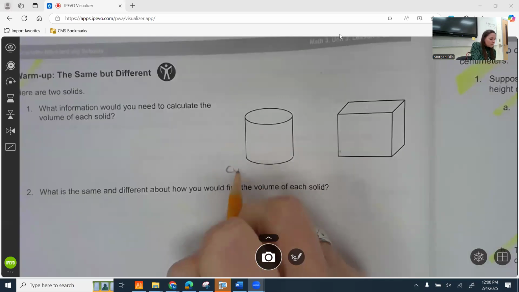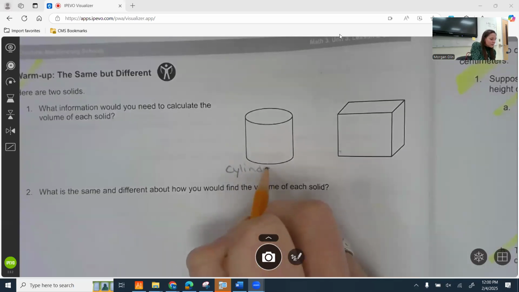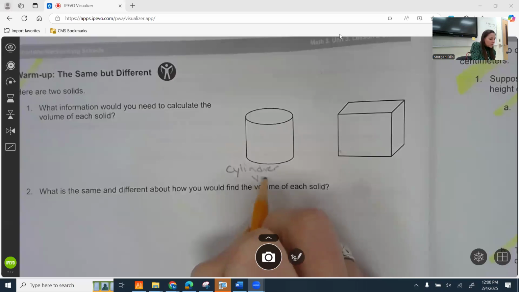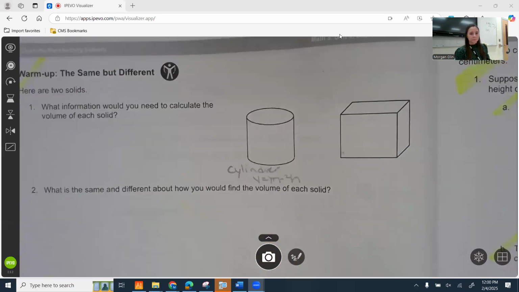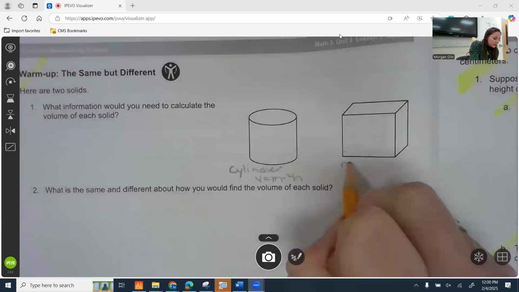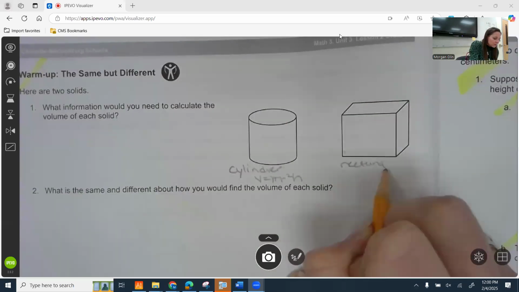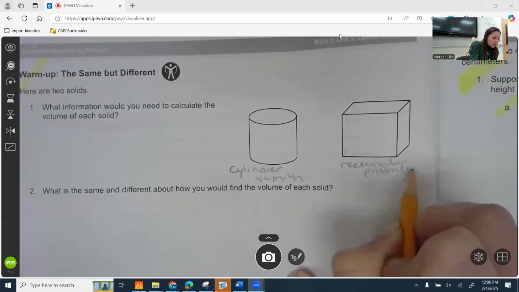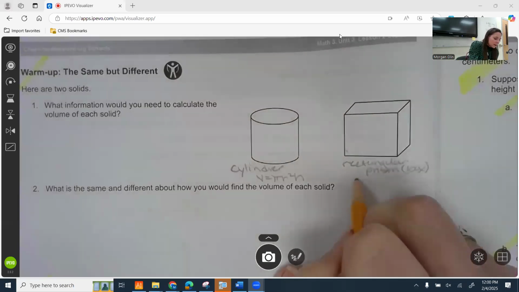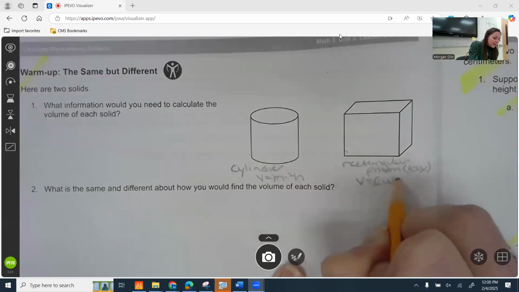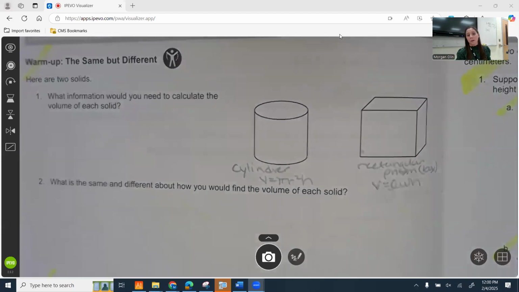All right, you have to be able to identify that this is a cylinder, and you would have to know what the formula is, pi r squared h, which we just saw. All right, well, what is this figure? It's a rectangular prism. You have to identify it's a rectangular prism or a box. Well, how do you find the volume of a box? Well, if you know the length, the width, and the height, then you know what it is.